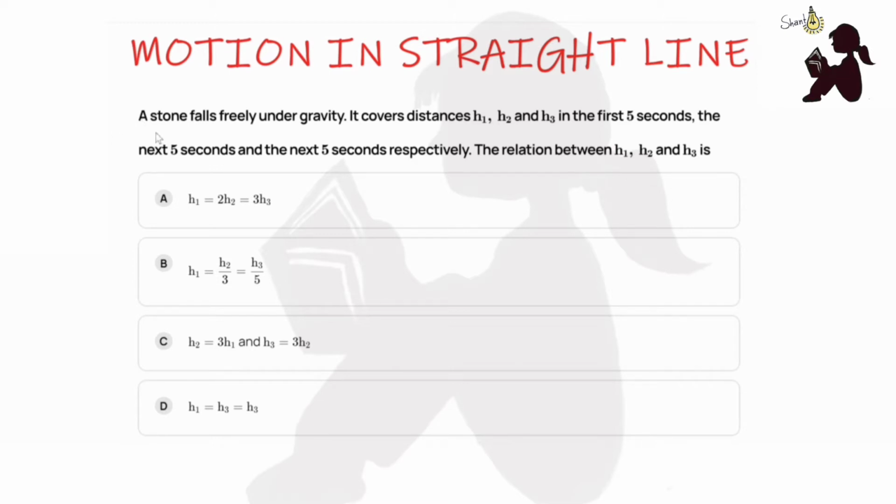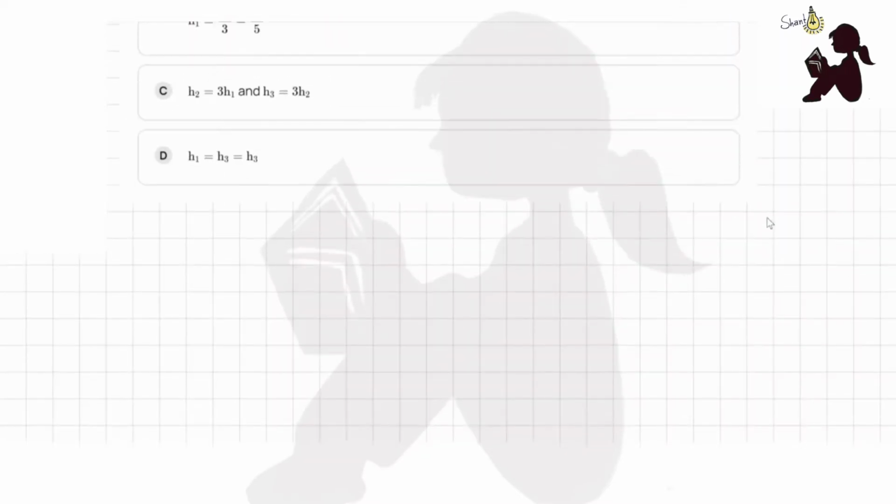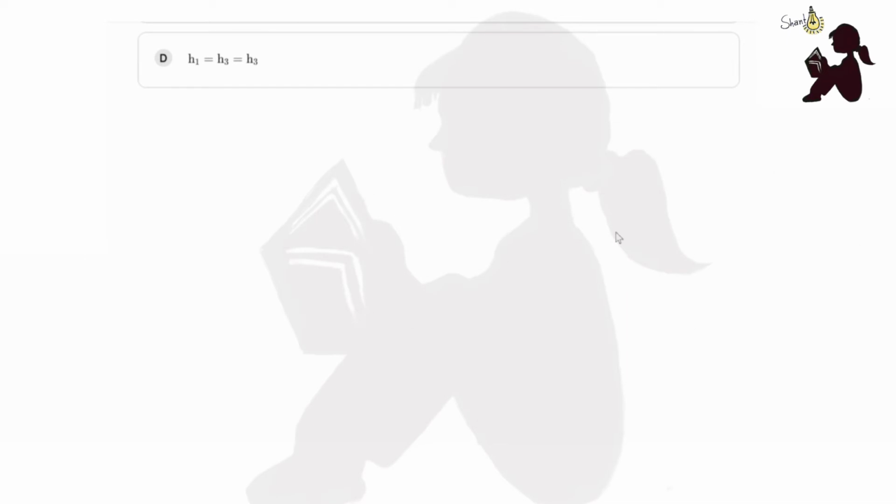The problem reads, a stone falls freely under gravity. It covers distances h1, h2 and h3 in the first 5 seconds, the next 5 seconds and the next 5 seconds respectively. Now we have to find out the relation between h1, h2 and h3. So if you can understand this problem, you can solve any problem from free falling body. So please try to understand this very carefully.